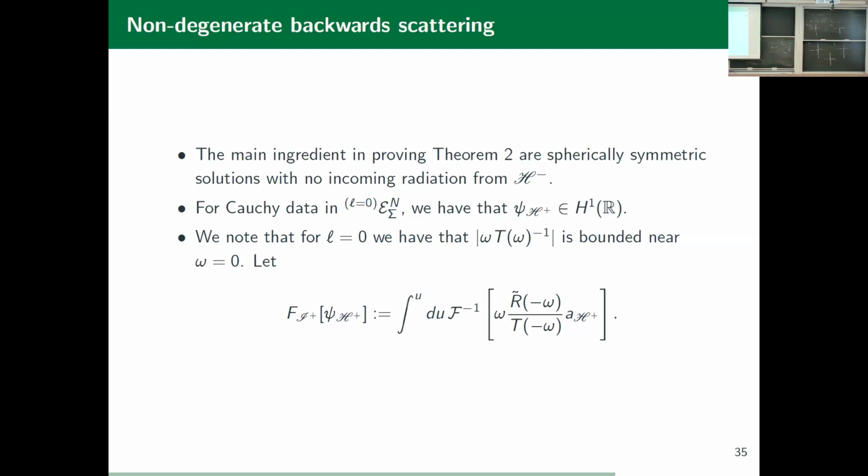Let's first talk about the forwards map. For Cauchy data in E sigma n L equals 0, we have that CH plus is in H1. This is the space where you have no support at the bifurcation sphere. As I said, for L equals 0, omega times T inverse is bounded near omega equals 0. So I can take the inverse Fourier transform of this quantity and just take its antiderivative, and I'll define that as my radiation field at scribe plus. At this point, it's just some function.